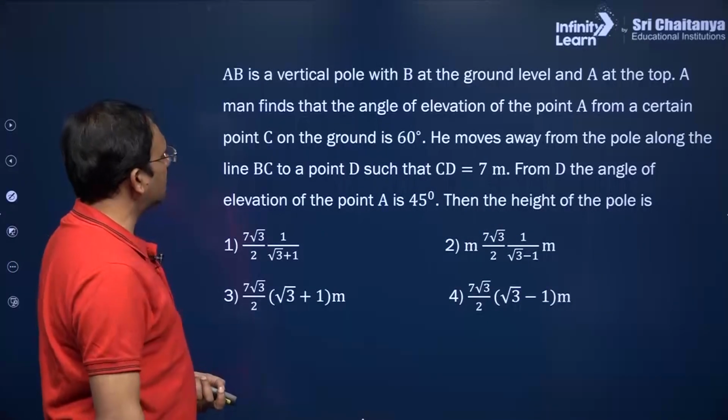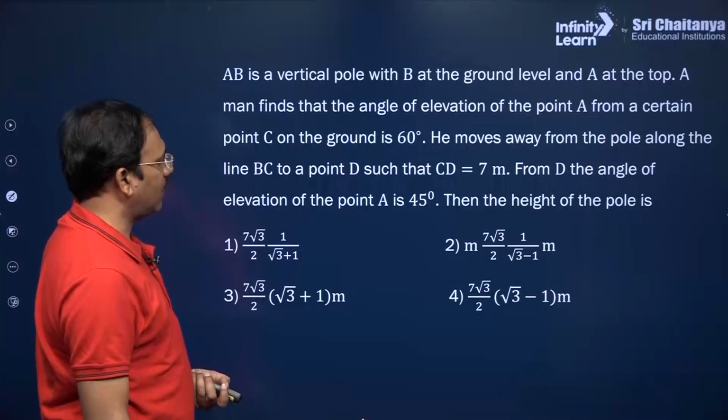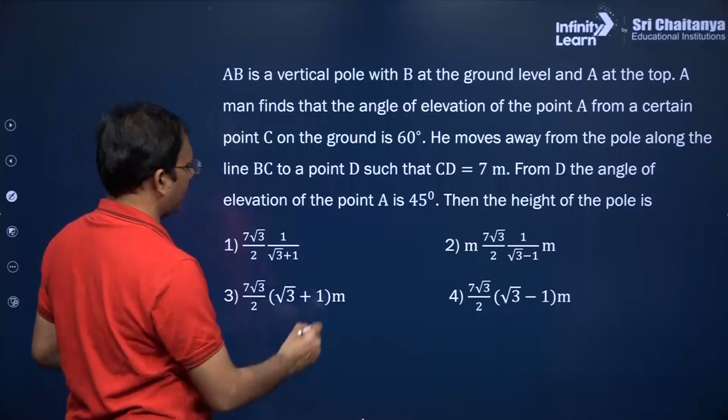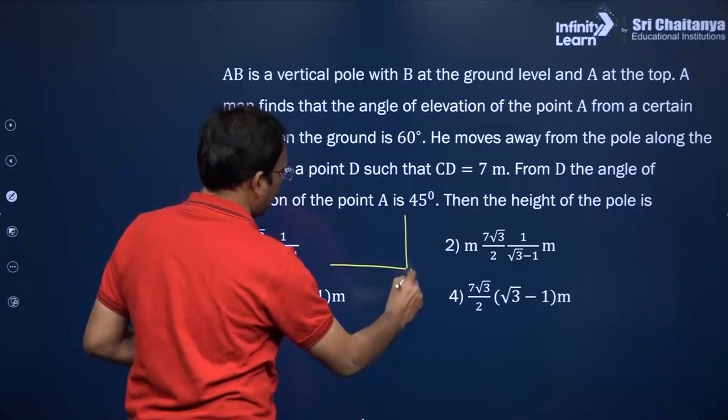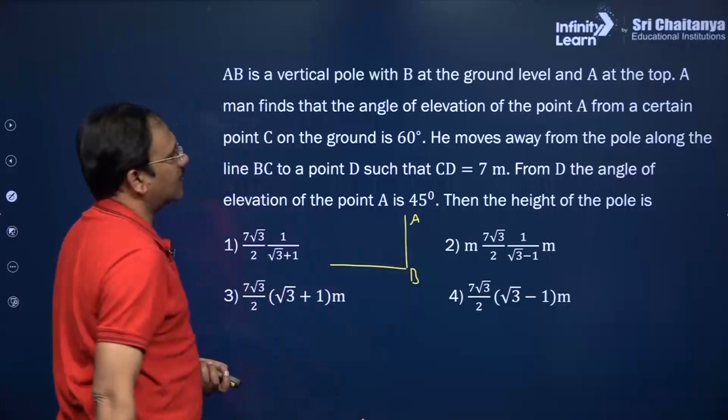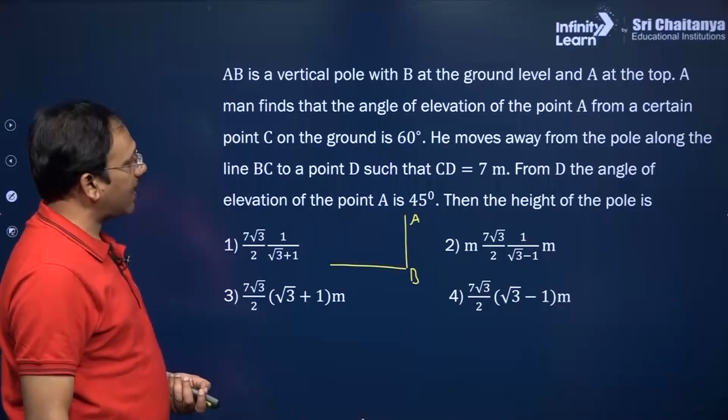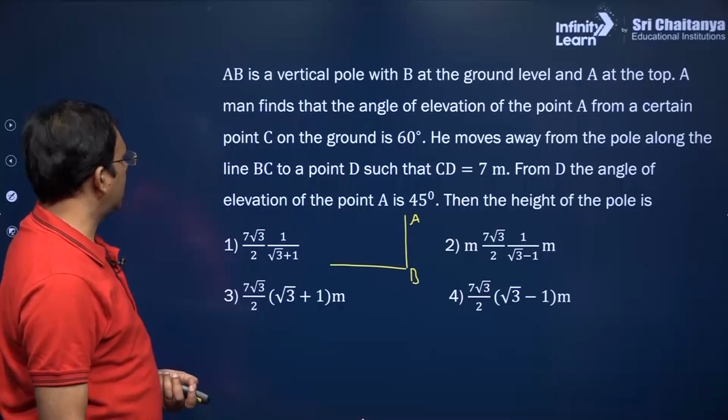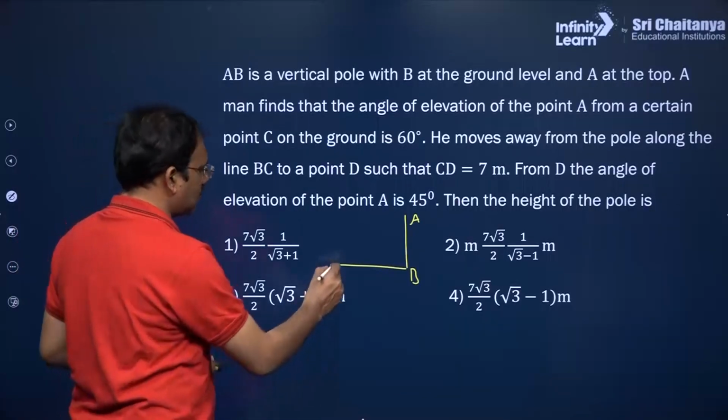Next, AB is a vertical pole with B at the ground level and A at the top, okay, B here, A here, right. Then a man finds that the angle of elevation of the point A from a certain point C is 60 degrees.